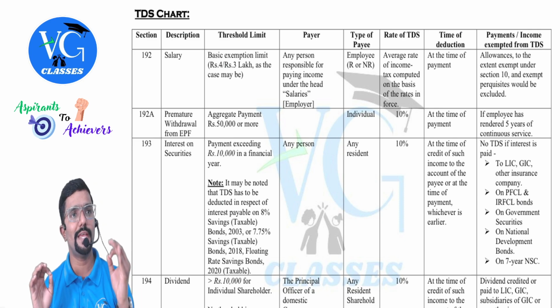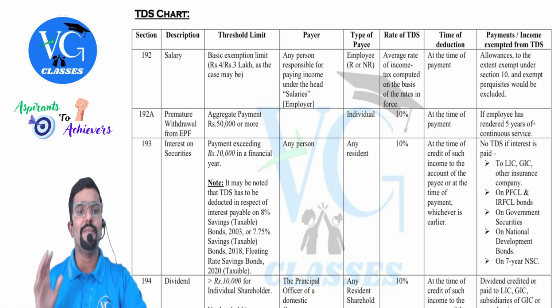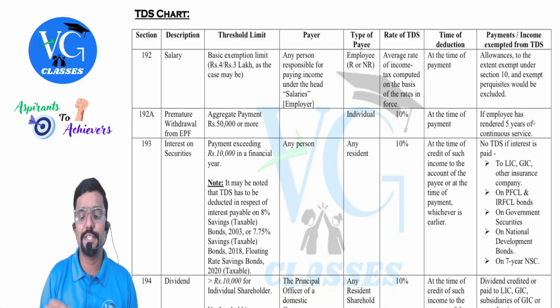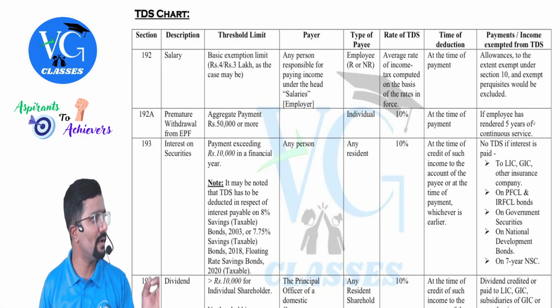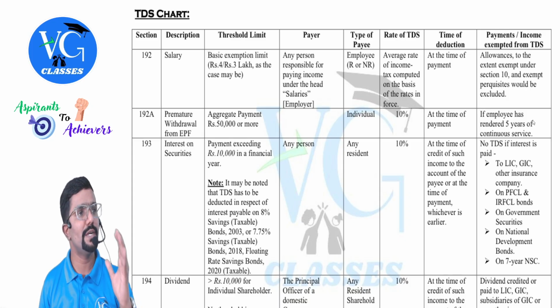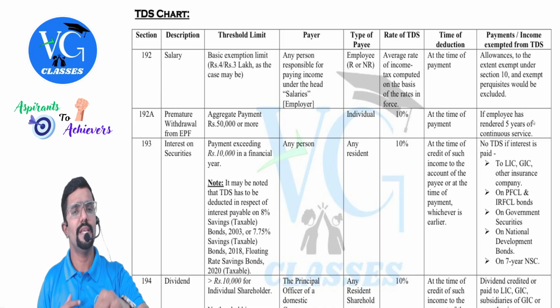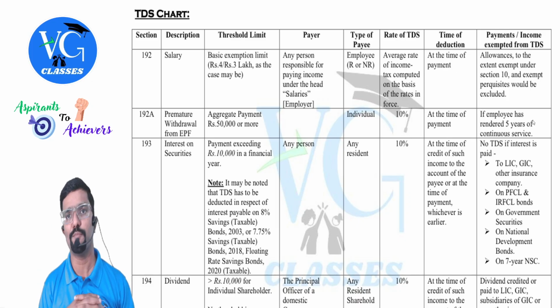Yes, the actual game of TDS begins now. One by one, we will cover each section. First, section 192. It is applicable on salary expenses, guys. Who will pay salary to whom? Employer to employee. Every year at the beginning, the employer will ask the employee to submit all the details. The employer will anyway know the salary expenses he is paying to the employee.